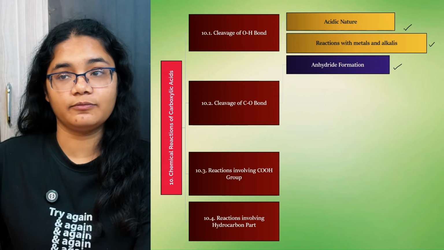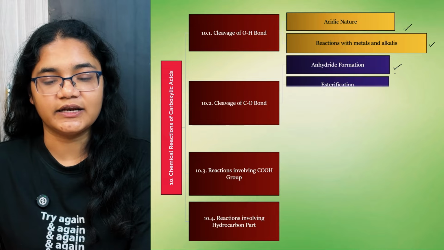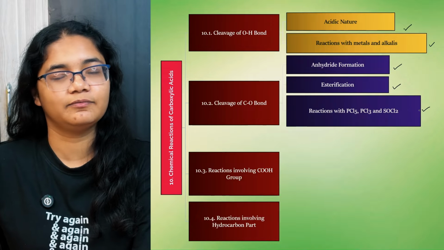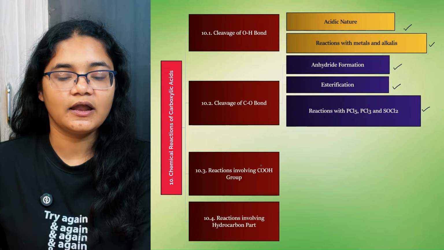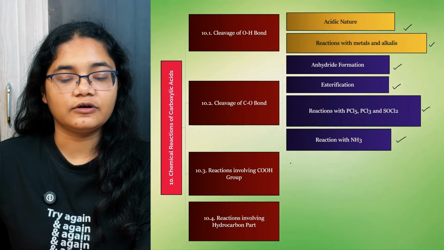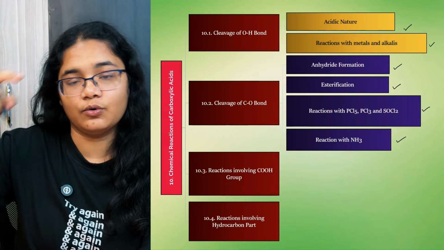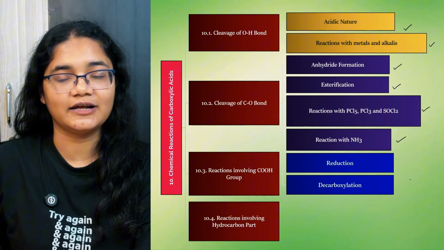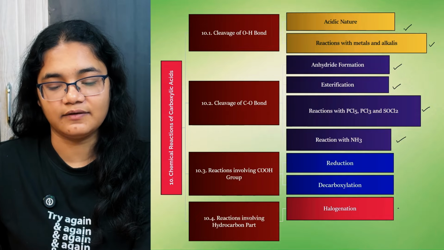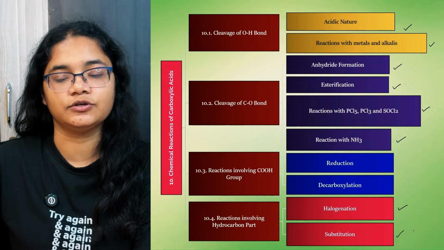Next, for anhydride formation, where the CO bond will break, there is anhydride formation, esterification reaction, and reaction with PCl5, PCl3 and SOCl2. Now talking about those reactions, here also we have reaction with ammonia. Now talking about those reactions where the entire COOH is involved, there we have reduction reaction and decarboxylation reaction. Now the reaction where the R group is involved, there we have the halogenation reaction and the substitution reaction.